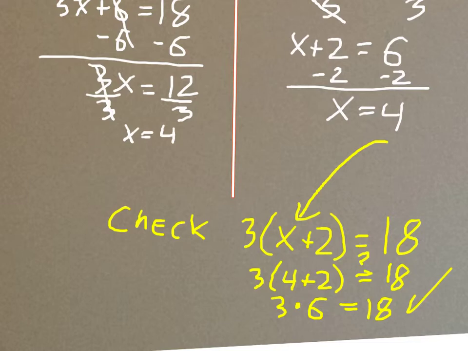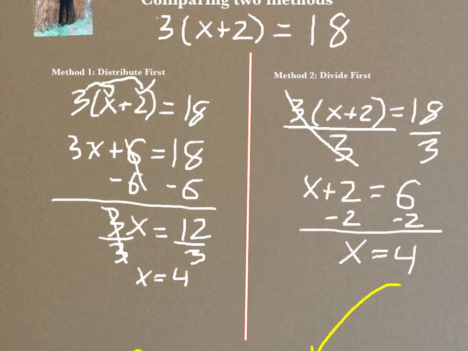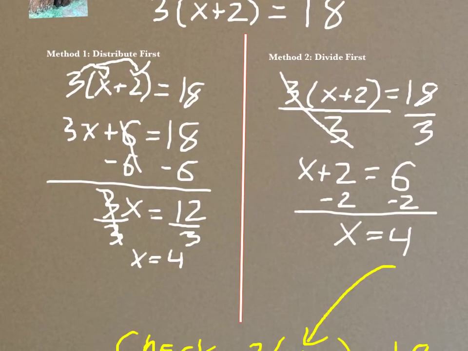So I just wanted to scroll back up to make a final observation. It does look like we got to the answer more quickly on the right-hand side by dividing first, the method of dividing first. And the reason that worked is because 18 is divisible by 3, so it neatly canceled. It gave us a whole number here, and it got rid of the 3 here rather than having to distribute.